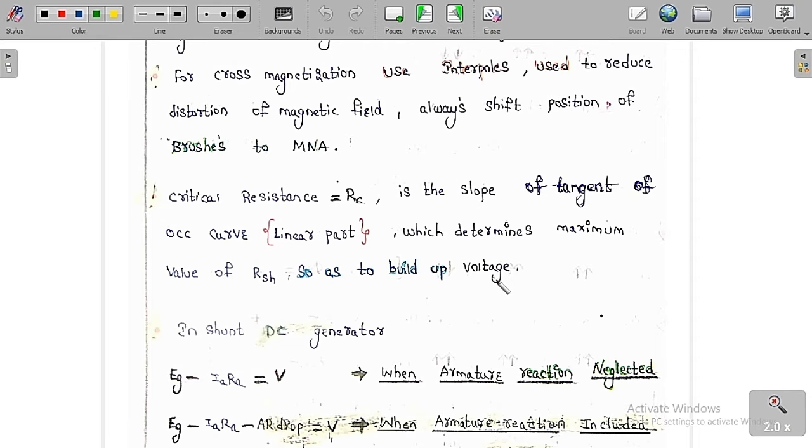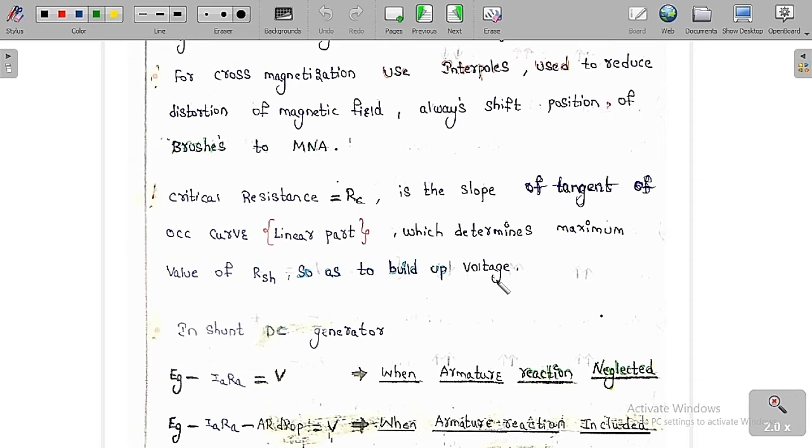If you draw a straight line tangent to this graph, then the slope is called the critical resistance. So whatever the field resistance is, it should always be lesser than RC. Then only the graph of the field resistance and the OCC are going to intersect. Then we are going to get a point of operation. If the shunt resistance is greater than the critical resistance, the two graphs are not going to intersect with each other.